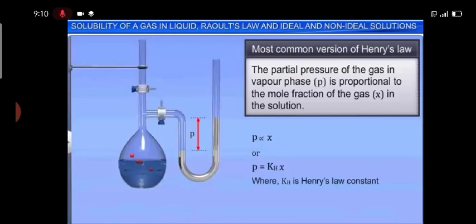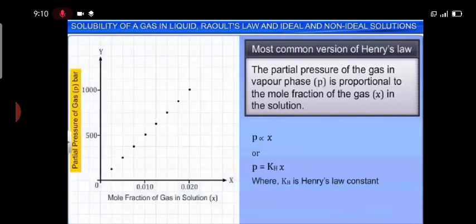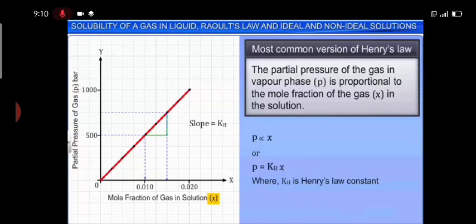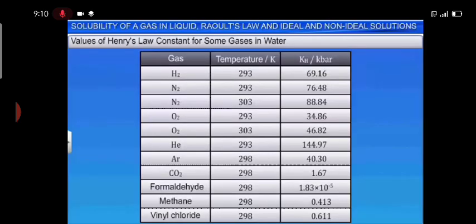Further, if you plot a graph between P, the partial pressure of a gas in vapor phase, and X, the mole fraction of the gas in a solution, then you will get a straight line passing through the origin with its slope equal to KH. The graph also shows that as P increases, X, the mole fraction of the gas in a solution, also increases. The Henry's law constant, KH, for some common gases in water as the solvent are given in the table here.